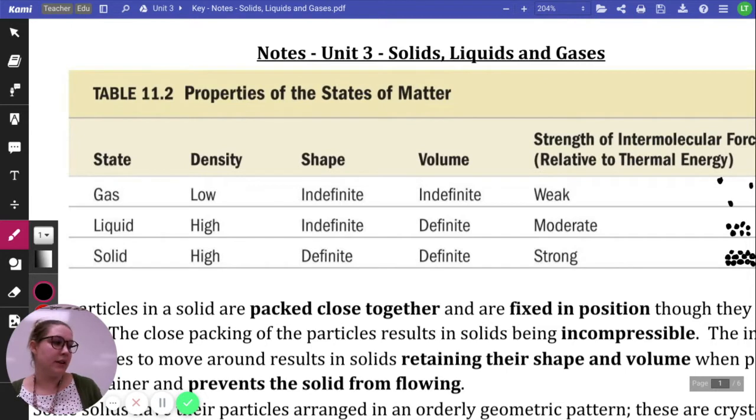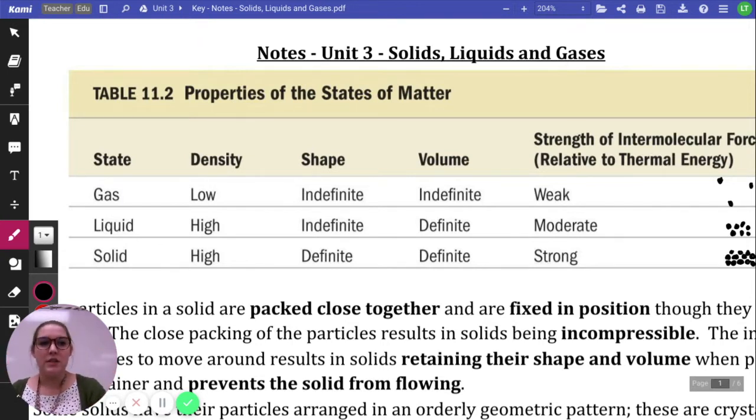Liquids have an indefinite shape. If you think about it, liquids are going to take the shape of the container. So this is my cleaning solution. If I turn it, the shape of my liquid changes. But my solids are going to have a definite shape. So like my pen, it's always going to be this shape. It doesn't change if I turn it or anything like that.